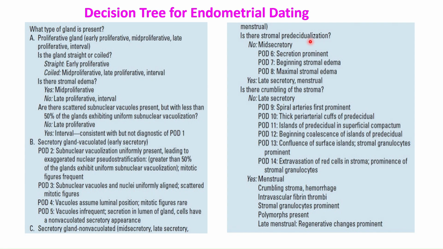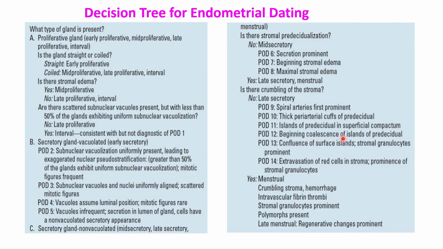Now if stromal pre-decidualization is present, then it is late secretory phase or menstrual phase. Now see the stroma. Crumbling of the stroma present or absent? If no, then the late secretory phase. So POD 9 is where you can find spiral arteries first prominent. POD 10 shows thick periarterial cuff of predecidual change. POD 11, islands of predecidual in superficial compactum.